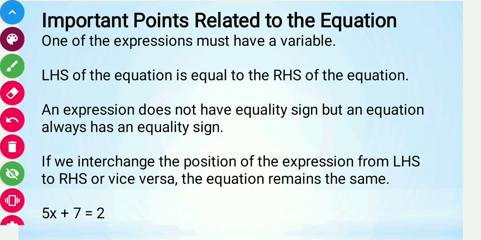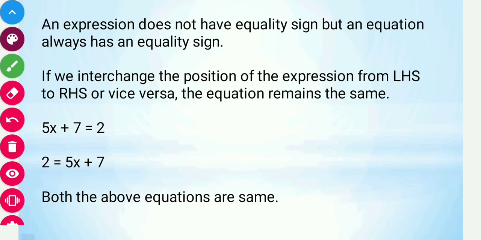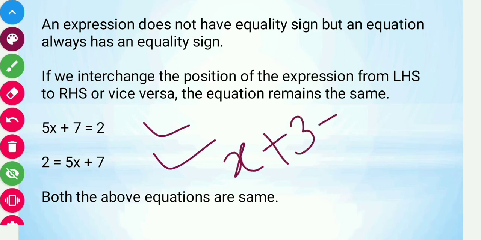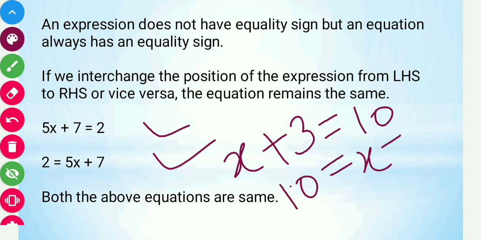And if you carefully see, if we interchange the position of the expression from LHS to RHS, like if I write 5x plus 7 is equal to 2, it is okay. If I write 2 is equal to 5x plus 7, it is also okay. Both of the above equations are the same. There is no change in that. We have just interchanged the position of the expression from LHS to RHS. For example, x plus 3 is equal to 10. I can also write 10 is equal to x plus 3. Both are the same equations.